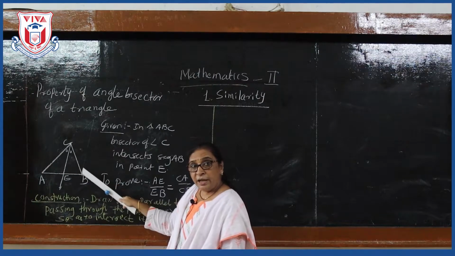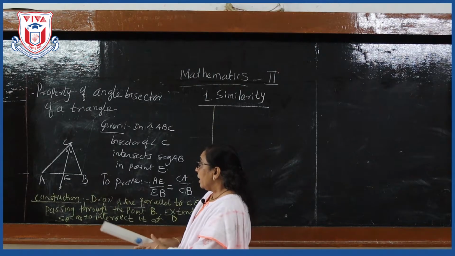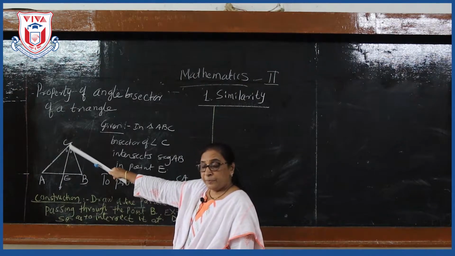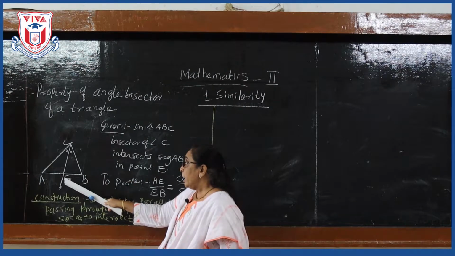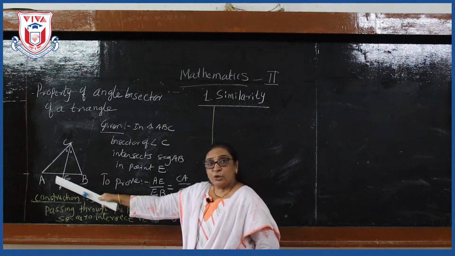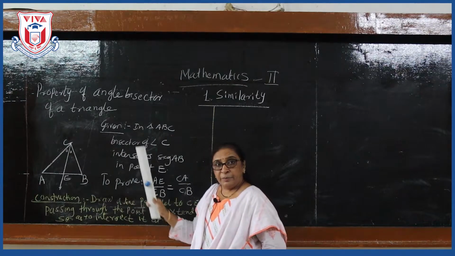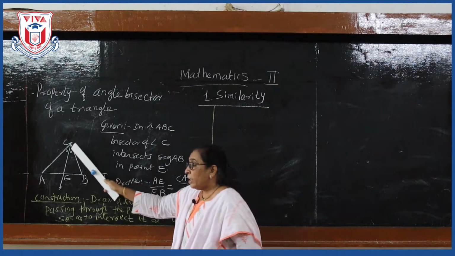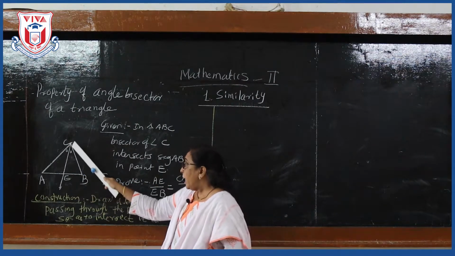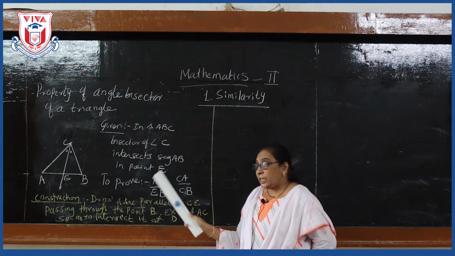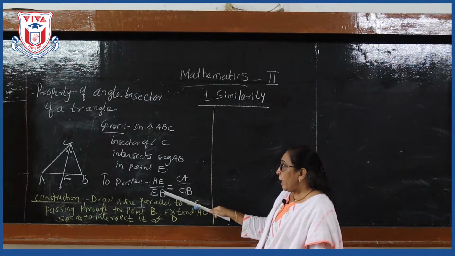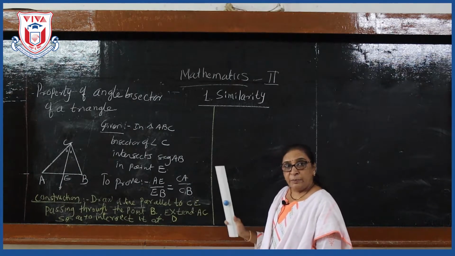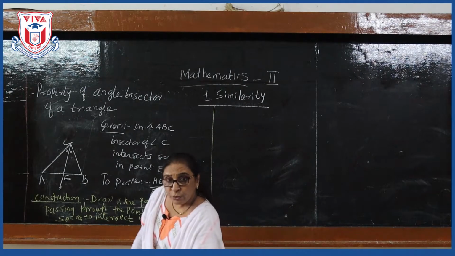That means in this triangle ABC, if CE is the bisector of angle C, now CE divides AB in the ratio AE upon EB. Then this ratio AE upon EB should be equal to the remaining sides, CA and CB. So in this case we have to prove that AE upon EB is equal to CA upon CB. Let us see how to prove this theorem.